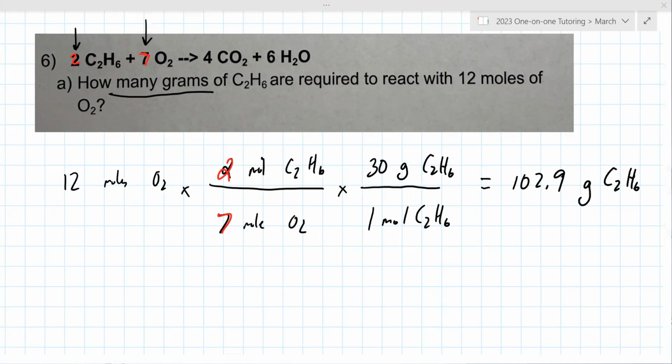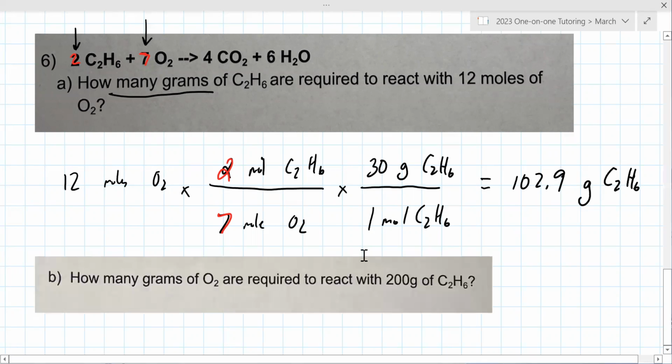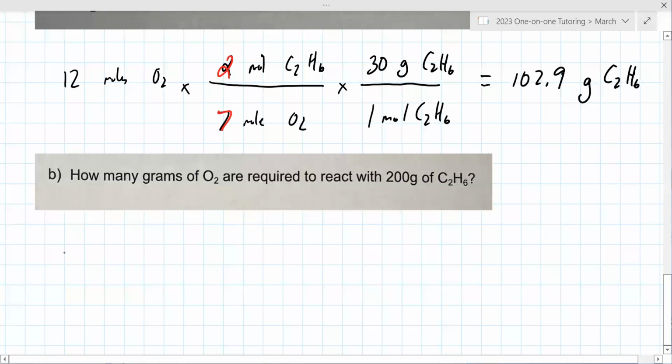All right, next page. Turn the page over. So part B. How many grams of O2 are required to react with 200 grams of C2H6? Sorry, I was looking at something else because I didn't get the right page. Here we go. So start with the 200 grams C2H6.